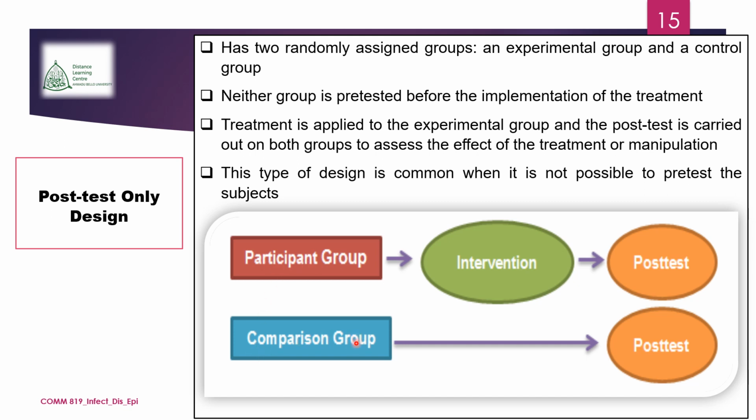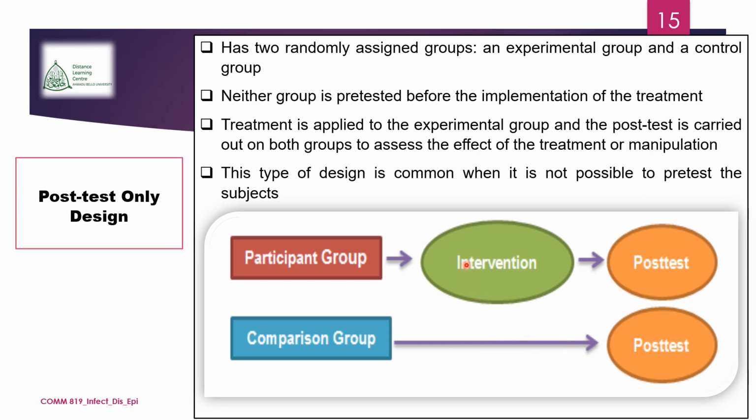Then we have the comparison group. This is our control, and this is our intervention. So for this, initially they were not pre-tested. No data was taken. Okay, so the participants were given intervention, maybe a particular treatment. They were given intervention while the comparison group were given nothing.